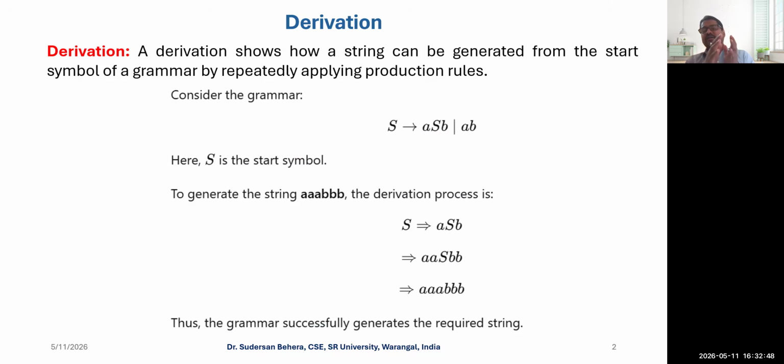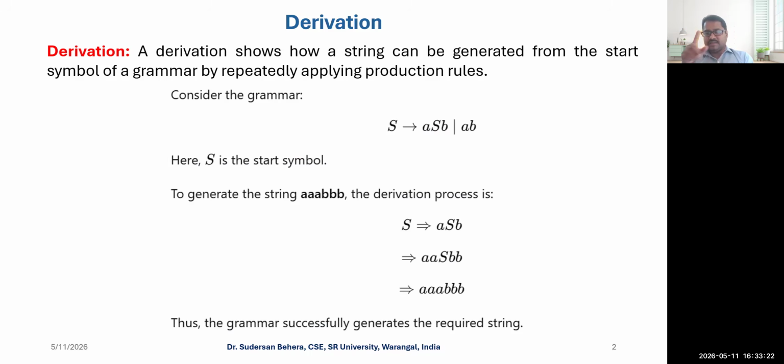Replacing the right hand side of a production with its left hand side is called substitution. Okay, just replacement. So in this way you see the entire string got derived from the given grammar. This process is called derivation, and for this you can easily construct a tree also.